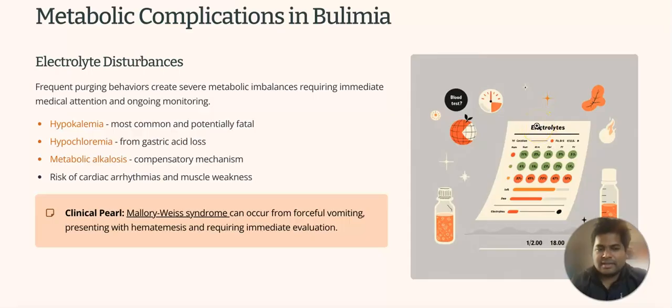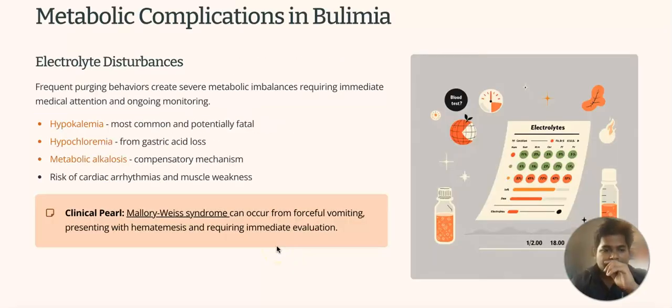So these electrolyte abnormalities will be there, and since there are electrolyte abnormalities, there is always a chance of cardiac arrhythmias and muscle arrhythmias. Sometimes the person will also vomit forcefully, and the distal part of the esophagus, near the esophageal gastric junction, the mucosa may tear and blood may come out. That condition is called Mallory-Weiss syndrome. So this can also occur.